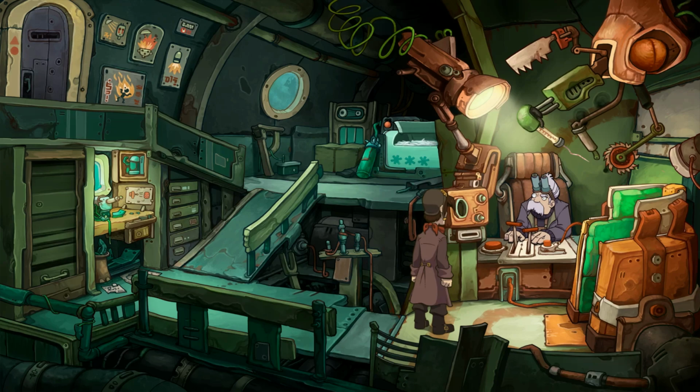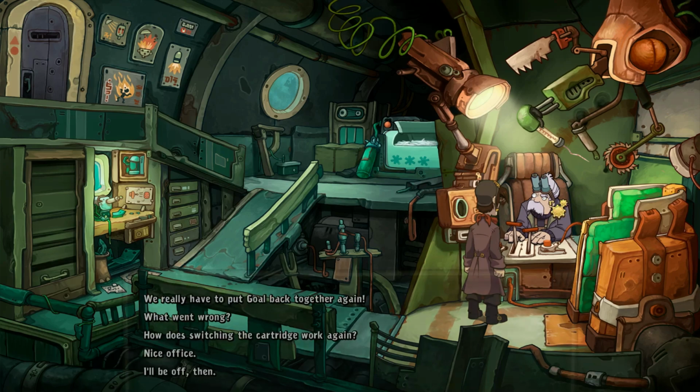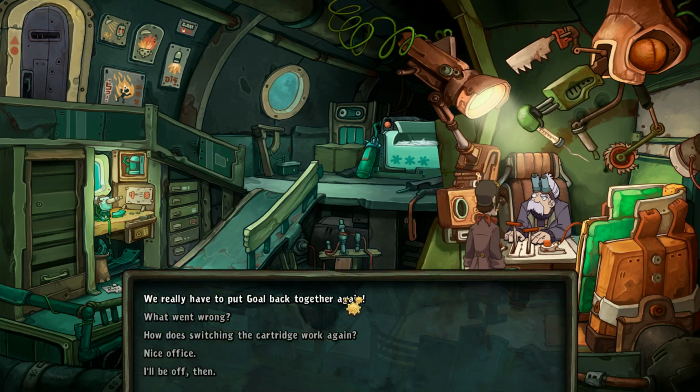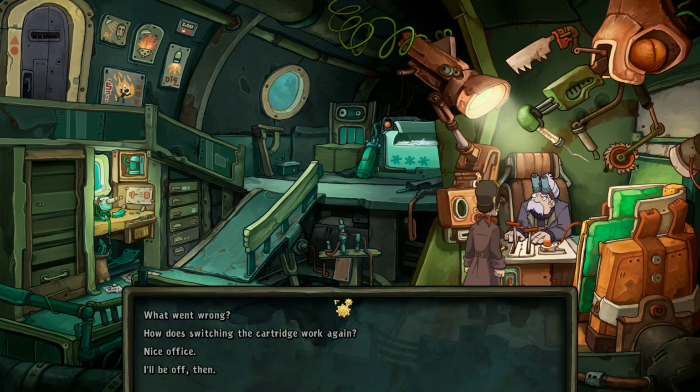I wonder if he can do it. Not without my help, that much is certain. Hello again. Ah, Rufus, how are you getting on? We really have to put Goal back together again. I'm working on it. Simply persuade her to undergo the surgery. That is, all 3 versions of her. Use the remote to switch between cartridges. Once you have convinced all 3, send them to my lab. I'll see to the rest.